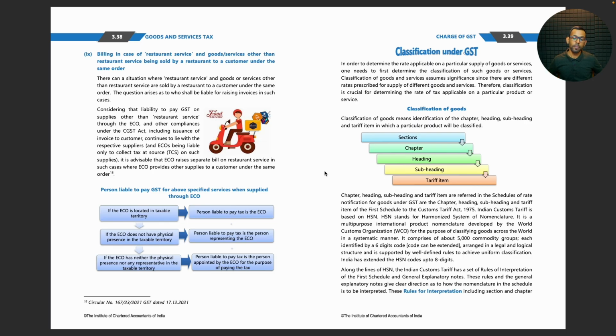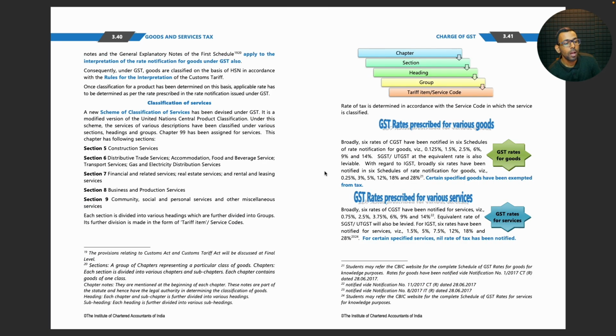Along the lines of HSN, the Indian customs tariff has a set of rules for interpretation of the first schedule and general explanatory notes. These rules and the general explanatory notes give clear direction as to how the nomenclature in the schedule is to be interpreted. These rules for interpretation, including section and chapter notes and the general explanatory notes of the first schedule, apply to the interpretation of the rate notification for goods under GST also.